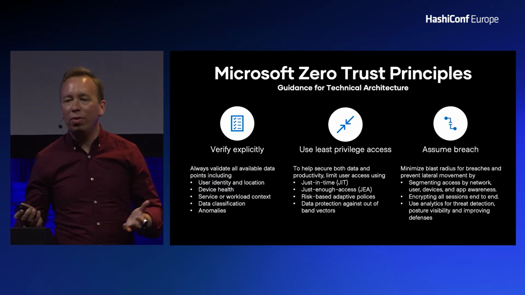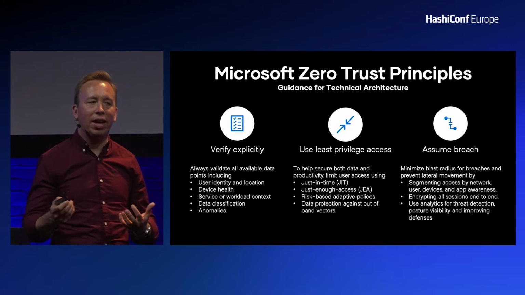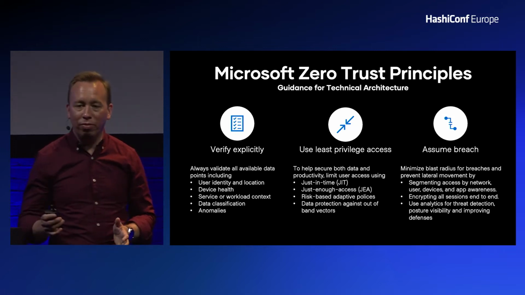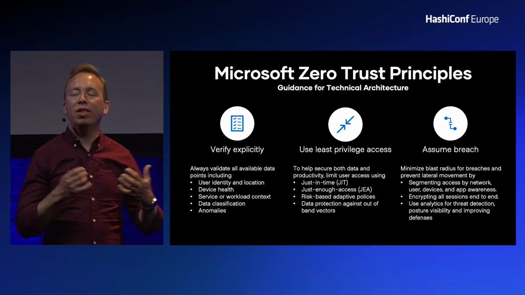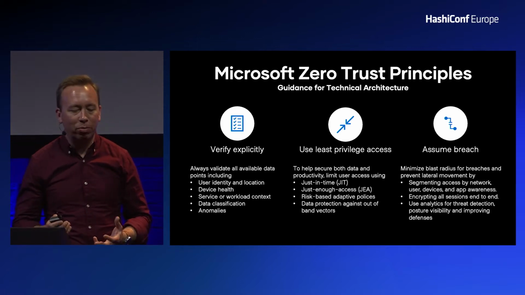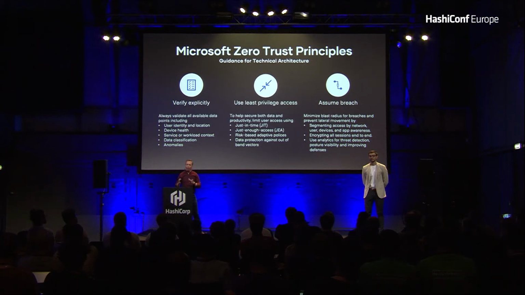And then assume you've been breached. Always have that mentality that we have been breached. So when you're designing your infrastructure and your services, segment them, use end-to-end encryption. Always try and narrow that footprint to stop lateral movement happening.